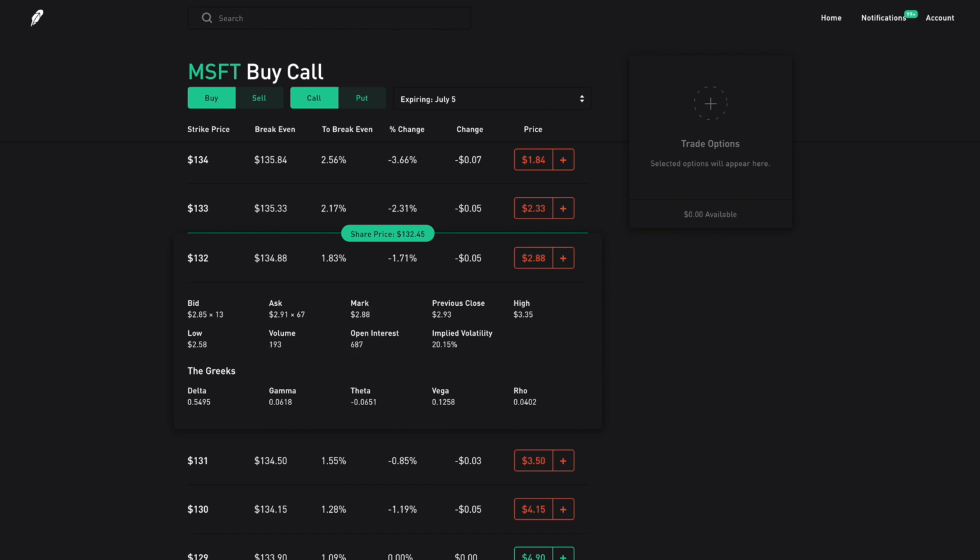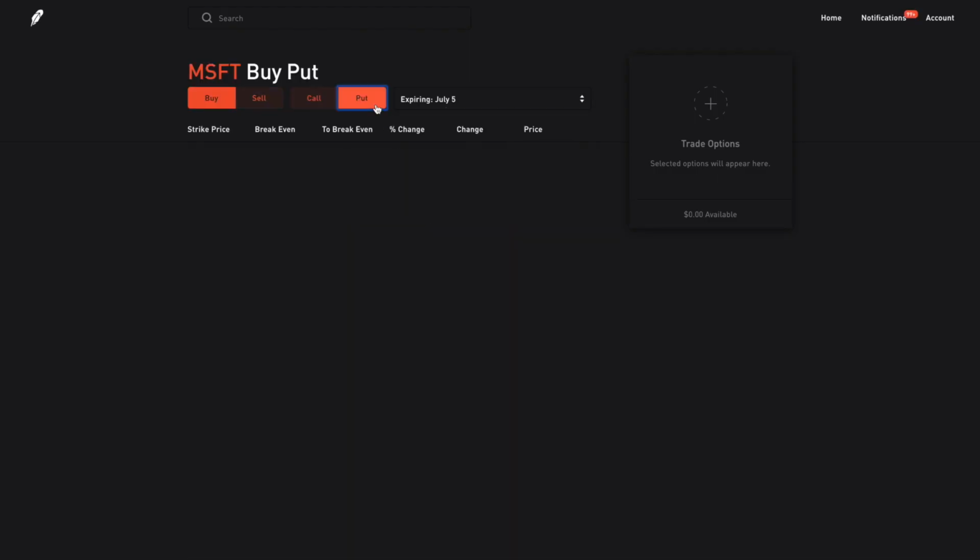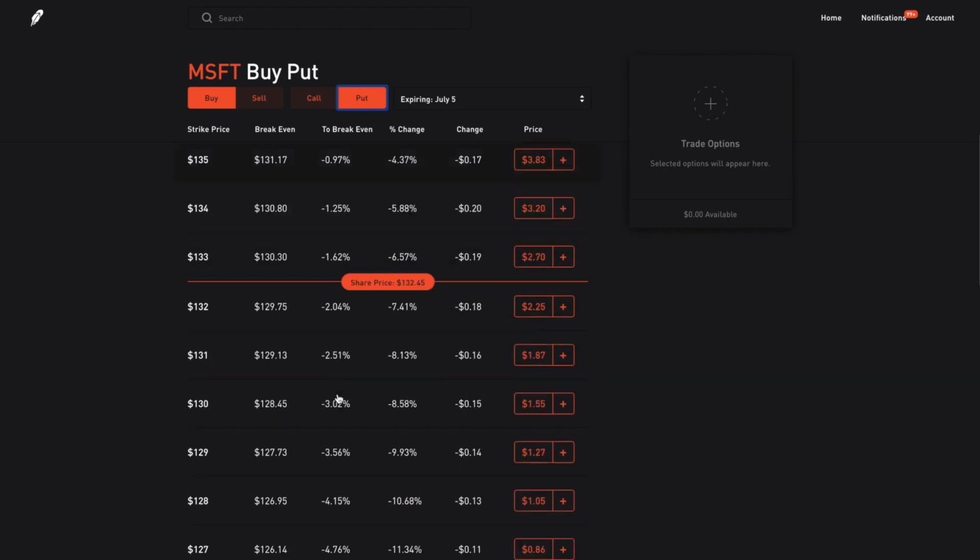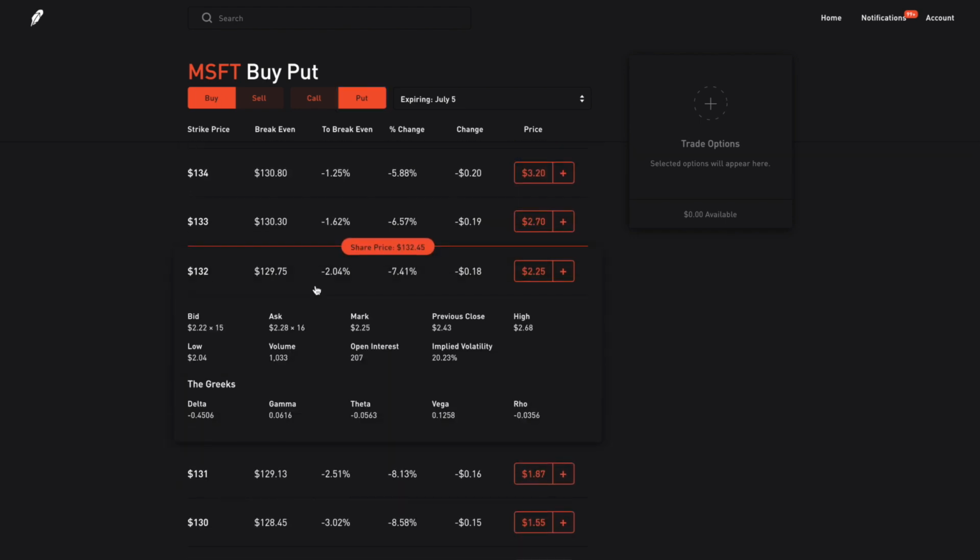Now remember, the market is reaching a high for Microsoft. Let's compare that to puts expiring the same date. If we look at in the money or at the money, there is a volume of 1,033 and an open interest of 207. Obviously, you can see that puts are more active. So that can give you a clue to how the market sentiment is feeling about Microsoft specifically. There's more volume in puts than there is in call options.